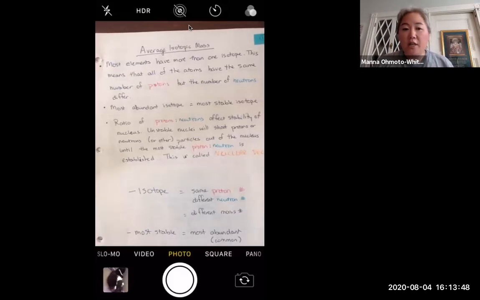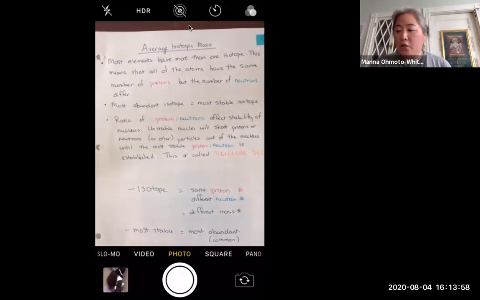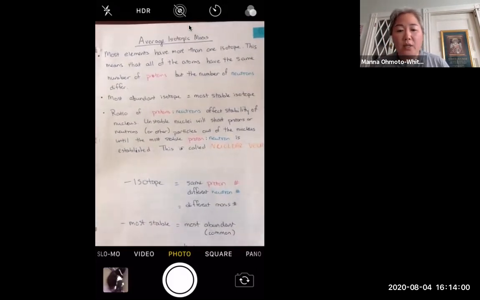This video is on figuring out average isotopic mass problems. There are two different ways, but just before we go into it, let's have a review. Isotopes are atoms within the same element, so they have the same number of protons, but a different number of neutrons, so they have a different mass.